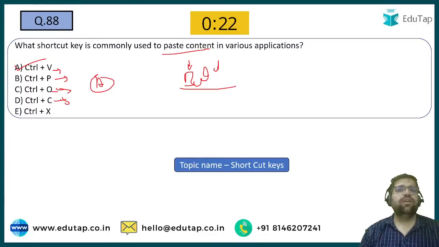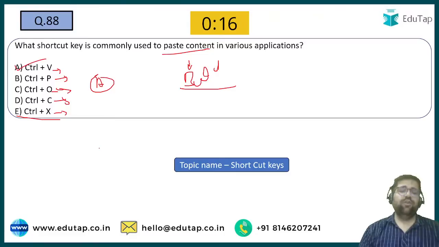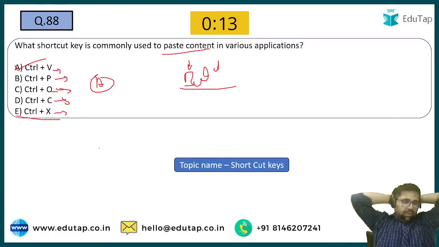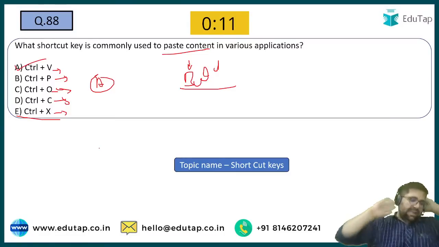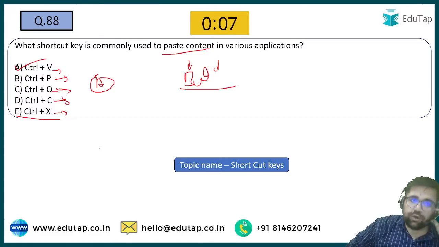Control plus O is for open. And Control plus X. Let me know the function of Control plus X.